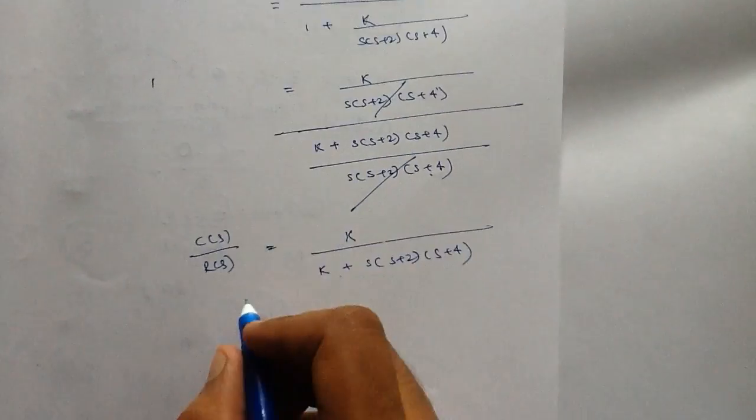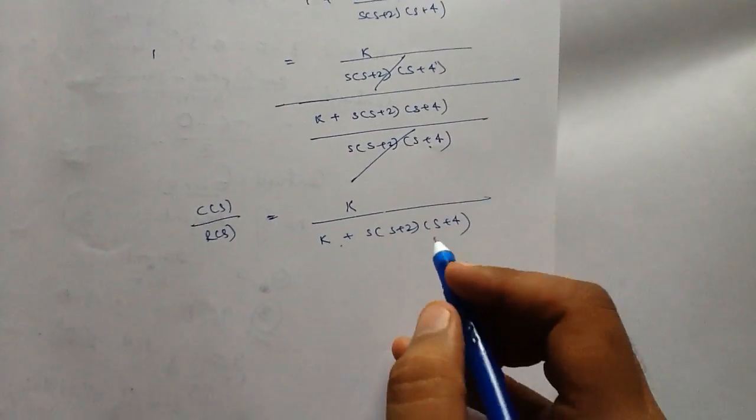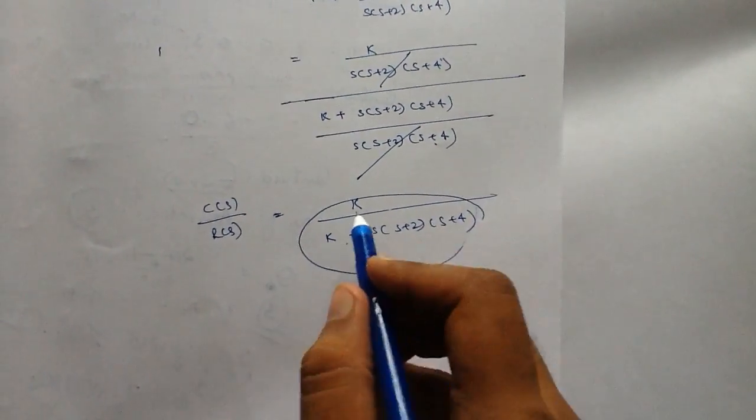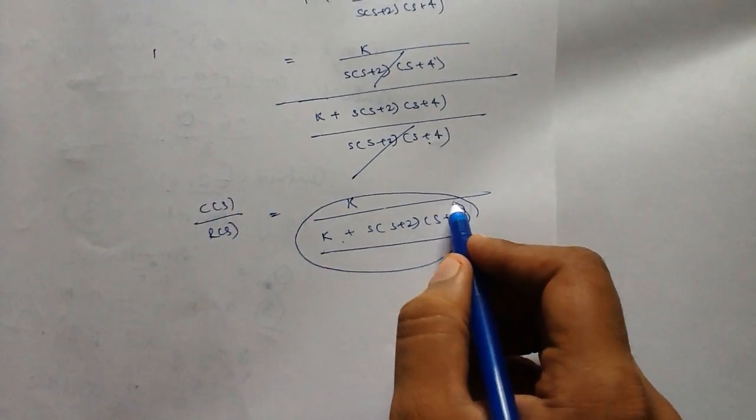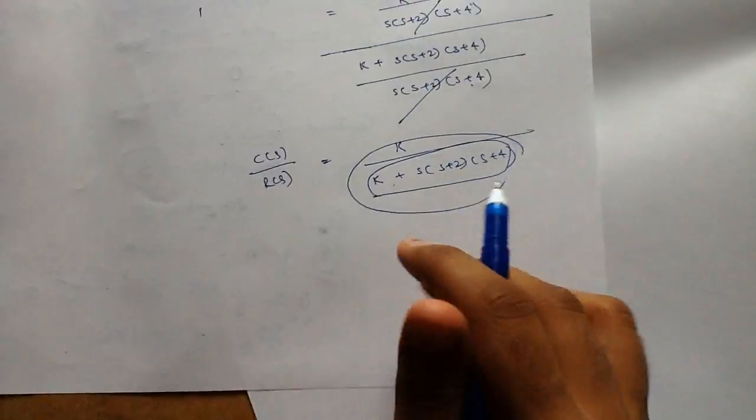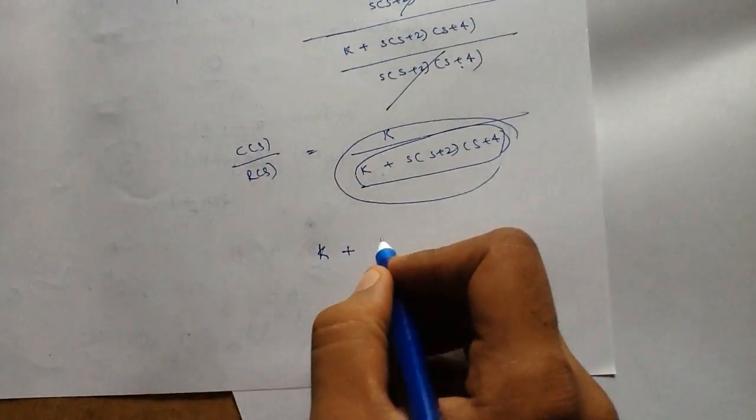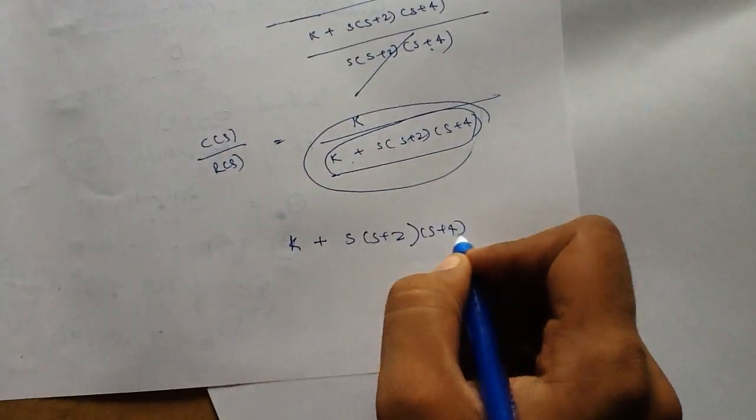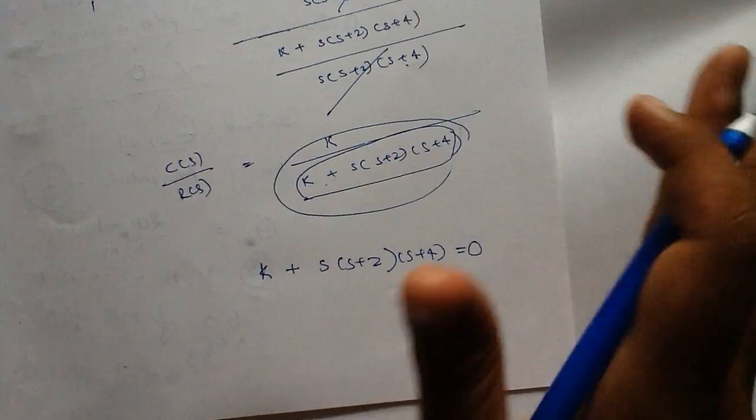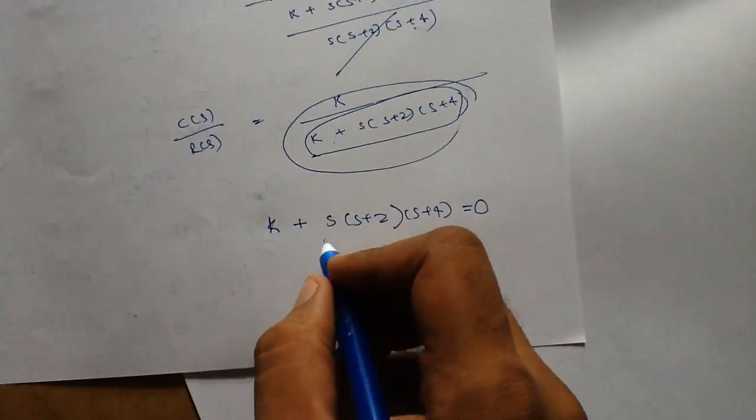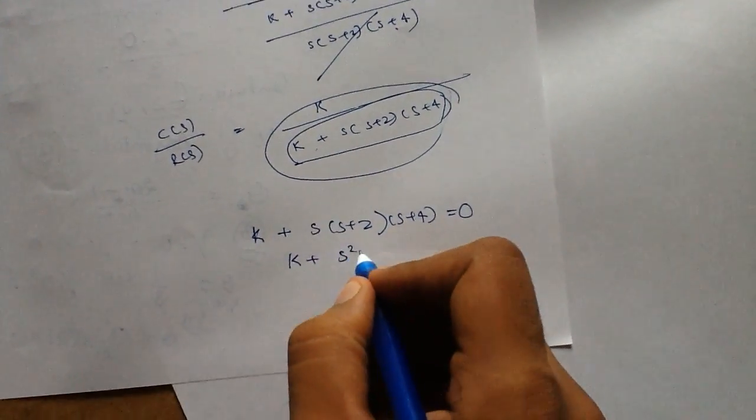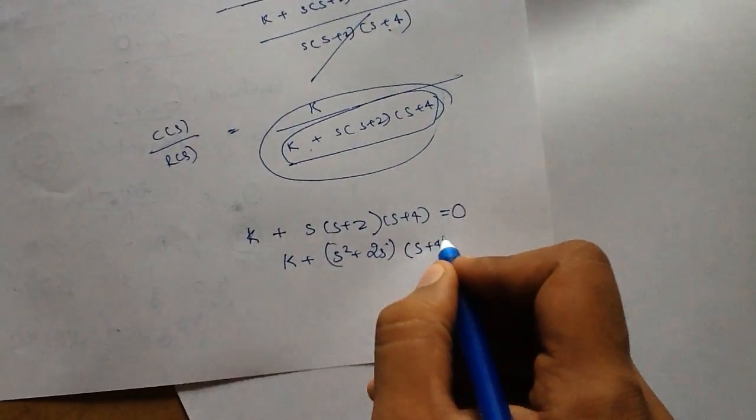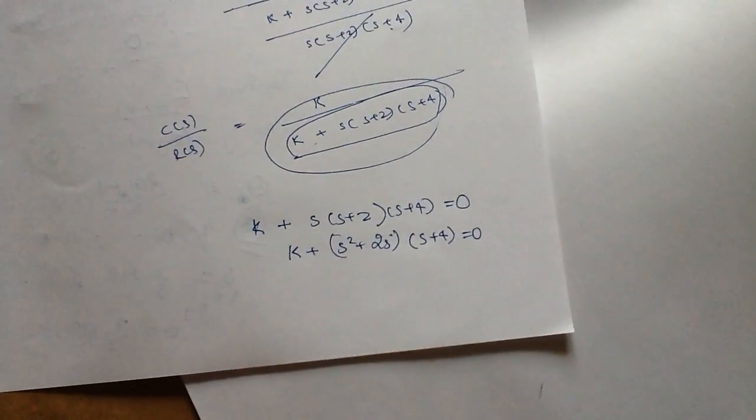So to find out our breakaway and break-in points, we are going to use the characteristic equation: k plus s into s plus 2 into s plus 4 is equal to 0, equated to 0. So what do you get? k plus s square plus 2s into s plus 4 is equal to 0.